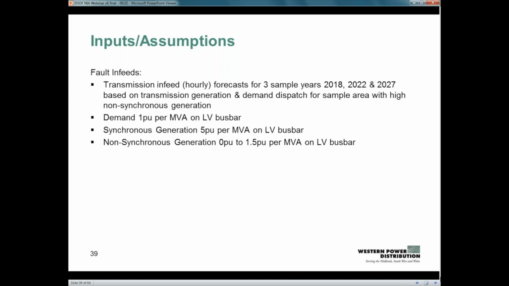We assume the short circuit level contribution from demand would be 1 per unit per MVA on the demand to stay the same across the 3 years we were examining. The synchronous transmission infeed we assumed to be 5 per unit per MVA on the LV busbar, and the non-synchronous generation infeeds were varied from 0 per unit minimum to 1.5 per unit as a maximum.